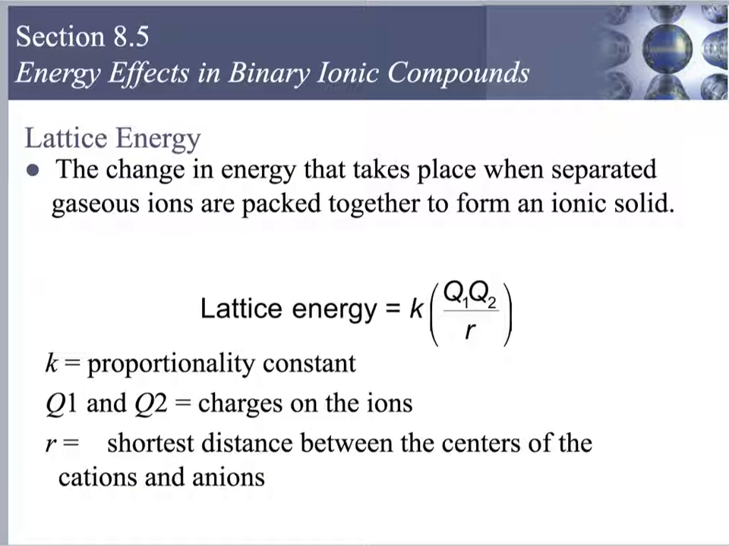So lattice energy is calculated with this formula, and it is equal to a proportionality constant times the product of the charges of the two ions, so that would be like +1, +2, -1, -2, divided by R, the distance between the centers of the cations and the anions that make up the binary compound.